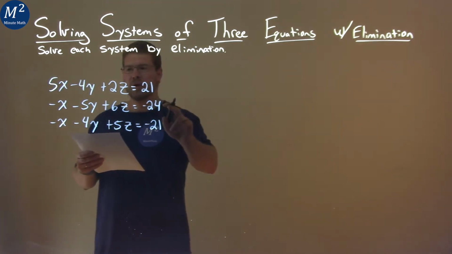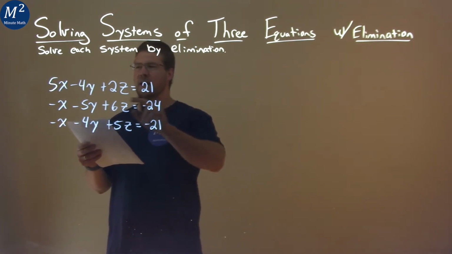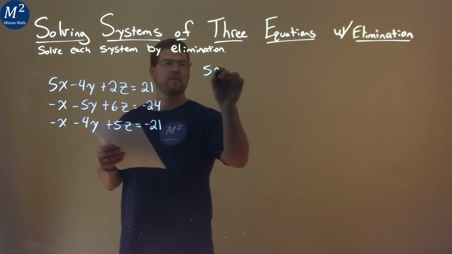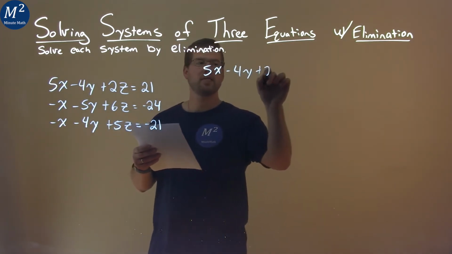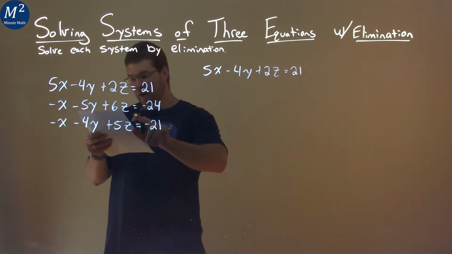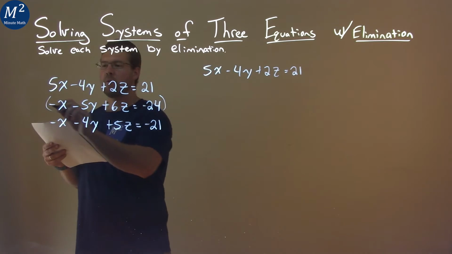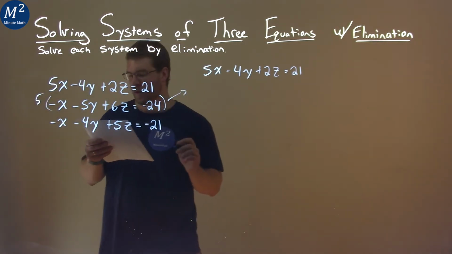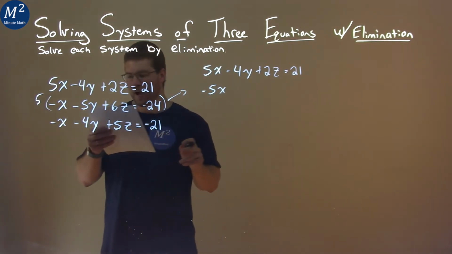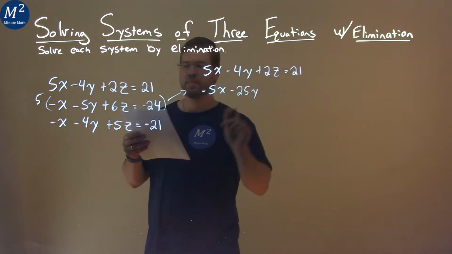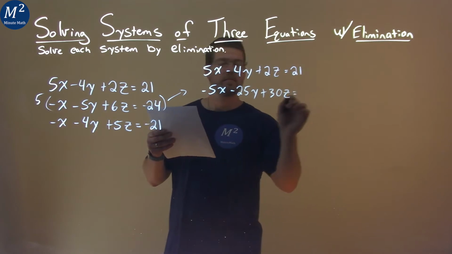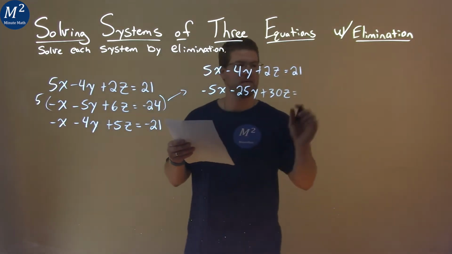If I look at my first two equations here, I can see I can get the x values to cancel if I have a 5x here. So if we rewrite our first equation, 5x minus 4y plus 2z equals 21, and we take the second equation and multiply it by 5, we take this whole equation and multiply it by 5 and put it over here. 5 times negative x is negative 5x. 5 times negative 5y is negative 25y. And 5 times 6z is 30z. Equals 5 times negative 24, which is negative 120.